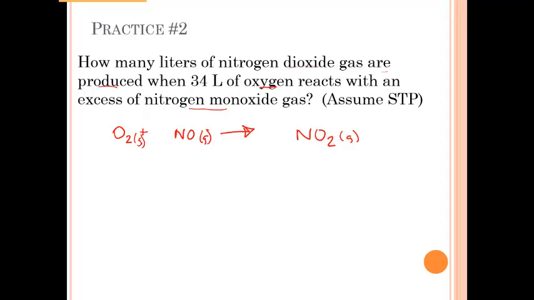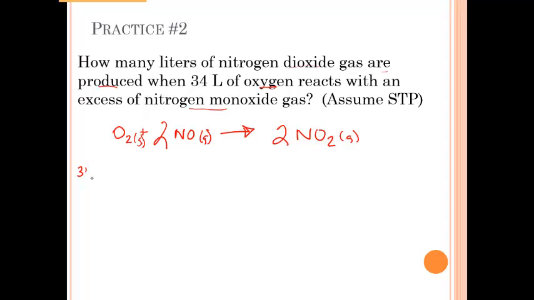In order to balance this one, we're going to want to put a 2 in front of our NO, so that we end up with 4 oxygens. We have a balanced or an even amount of oxygens, which we then can come over here and we have 4 oxygens and our 2 nitrogens. So there's our balanced equation. We have to start there first.